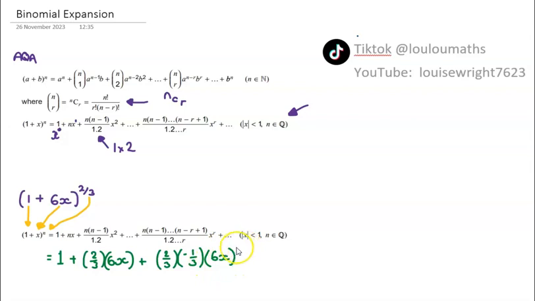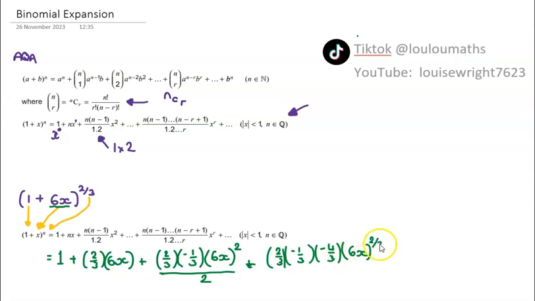Don't forget, this is a 6x, because in your question you've got 6x, not just x. And this is all over 1 times 2, so it's all over 2. And you continue along in that way. So 2/3 times minus 1/3, then subtract 1 from minus 1/3, you get minus 4/3. And as you can see, this is infinite. This will just carry on going forever and ever, unless you've got a positive integer power, in which case it'll just stop.